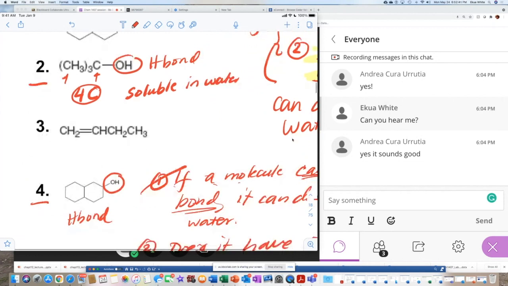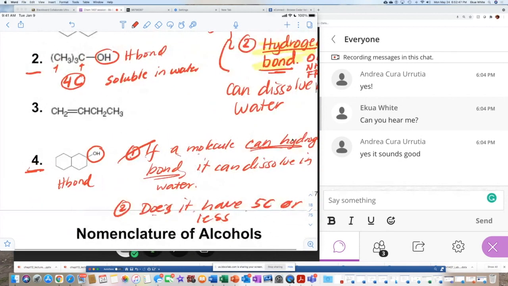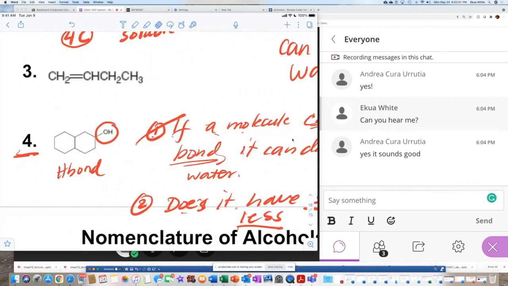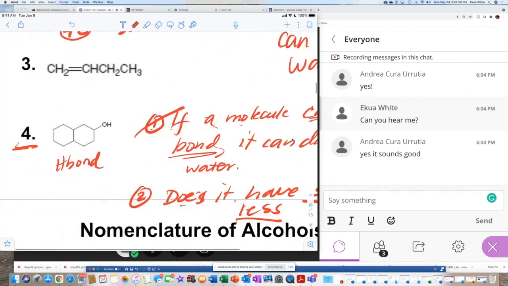Okay, number 4. Number 4 can hydrogen bond, so it fulfills the first part. But does it have 5 carbons or less? Well, how do we find those carbons? We start labeling over here. 1, 2, 3, 4, 5, 6. I'll stop counting. It doesn't qualify.